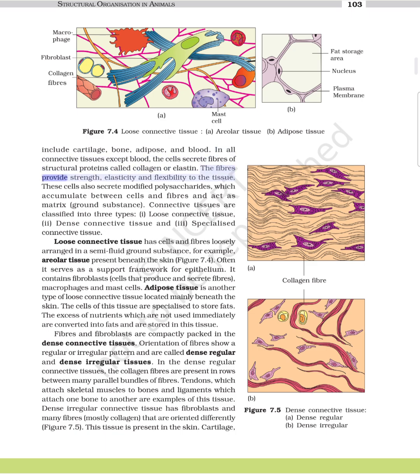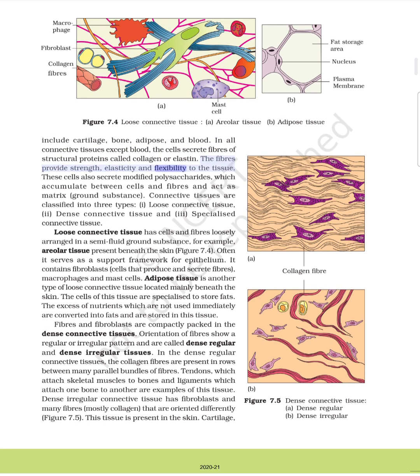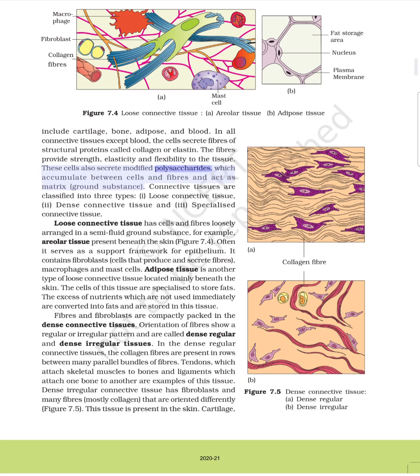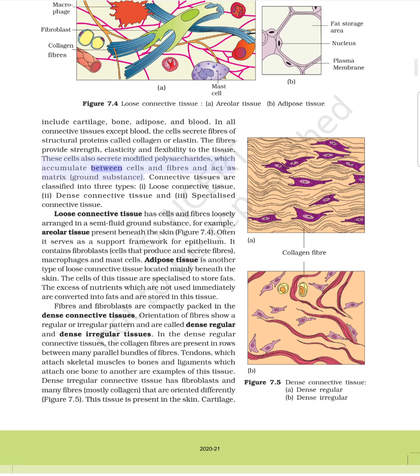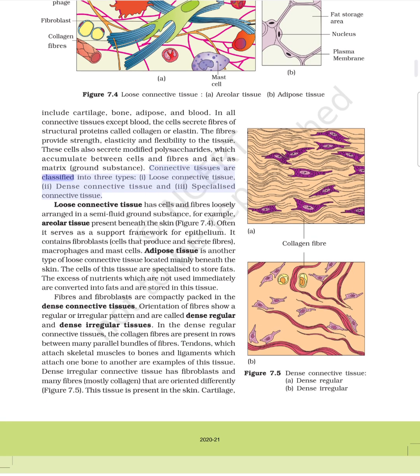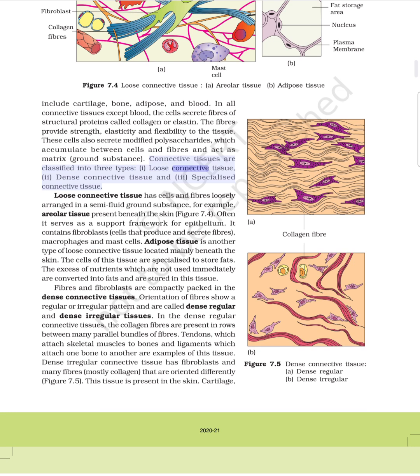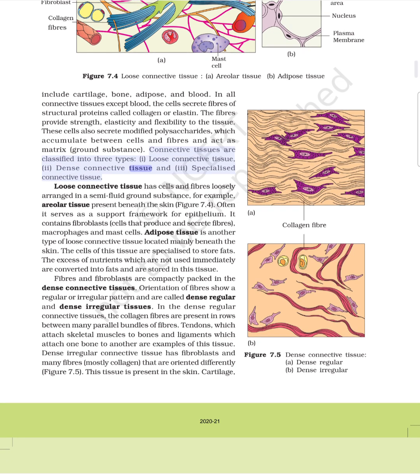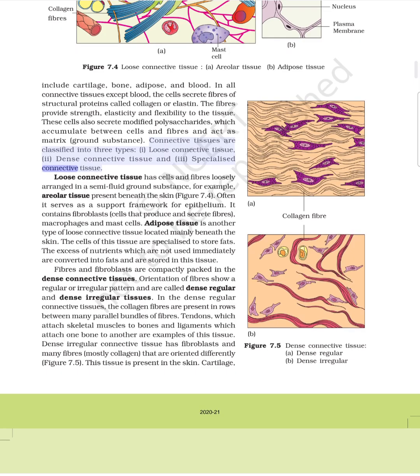The fibers provide strength, elasticity, and flexibility to the tissue. These cells also secrete modified polysaccharides, which accumulate between cells and fibers and act as matrix. Connective tissues are classified into three types: loose connective tissue, dense connective tissue, and specialized connective tissue.